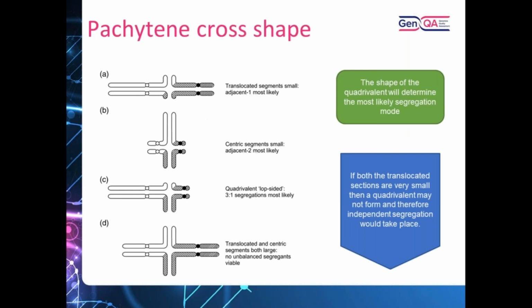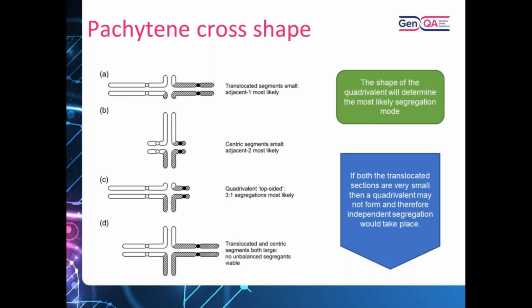As I say, the shape of the packeting cross or the quadrivalent will influence the type of segregation that happens. So if the translocated segments are small, then adjacent 1 is most likely. If the centric segments are small, then adjacent 2 is most likely. If the quadrivalent is very lopsided, then you get mainly 3-to-1 segregations, and it might not form a proper quadrivalent, it might form a chain. And if both segments are large, the chances of getting an unbalanced segregant that's viable is fairly small.